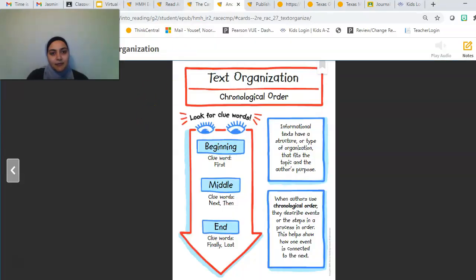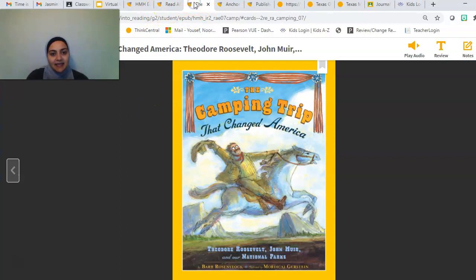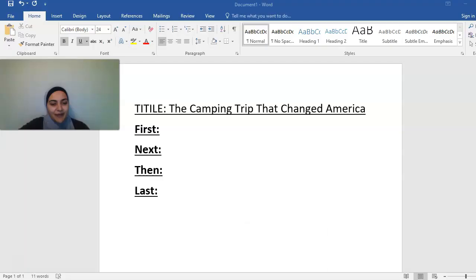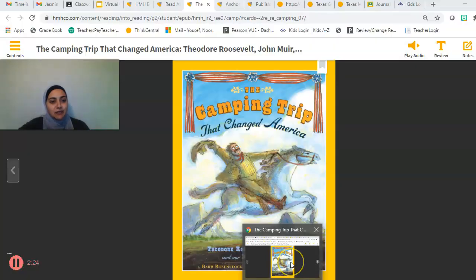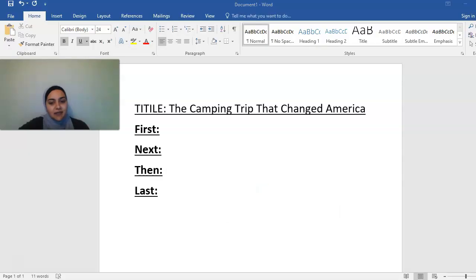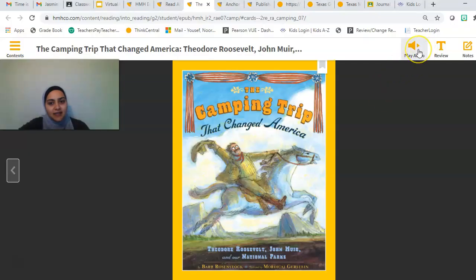And the story we will be reading today is The Camping Trip That Changed America. So go ahead and write this down where it says title. The Camping Trip That Changed America. If you need more time, you can pause the video now. Okay, after you wrote down the title, let's go ahead and start reading the story. The story is The Camping Trip That Changed America.